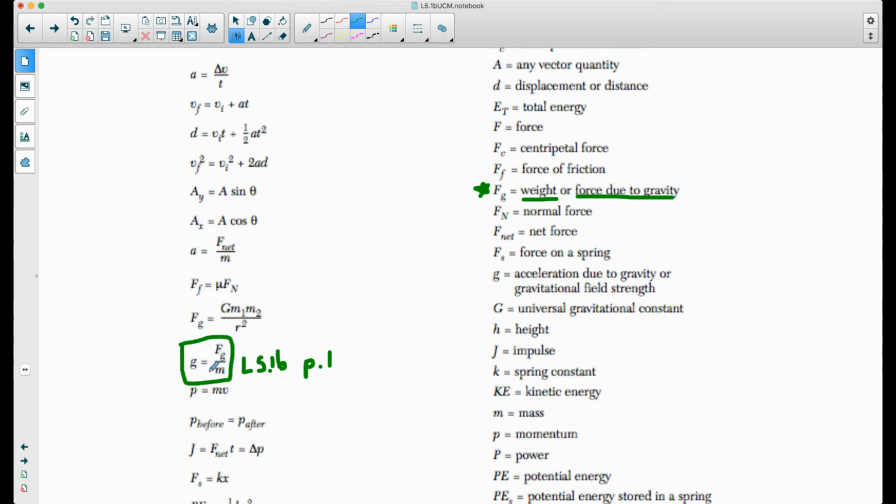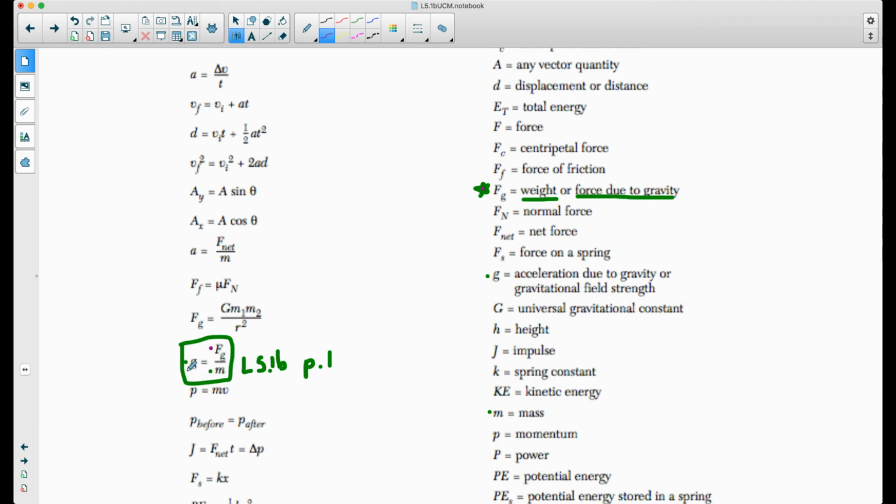This equation allows us to input the mass, M is mass, and input the g. Minuscule g is the acceleration due to gravity, or gravitational field strength. We'll see about that in a second. If you input both of those, what you will get out is the Fg, the weight. It's what we want. We already know the mass.